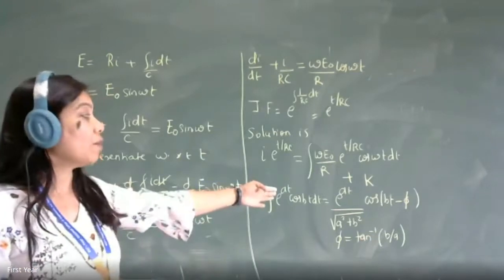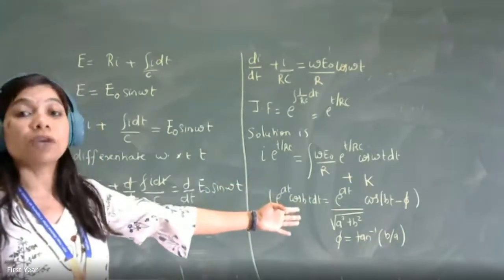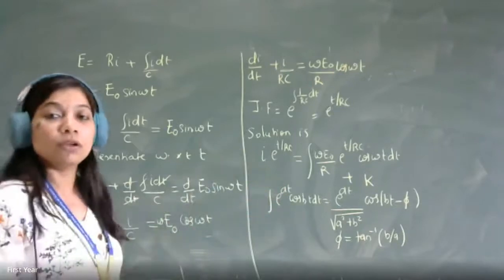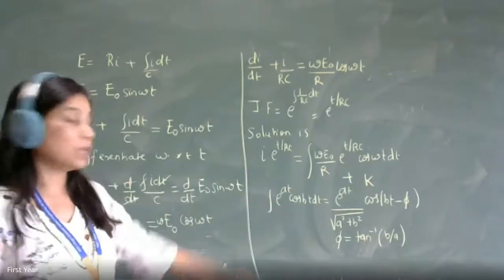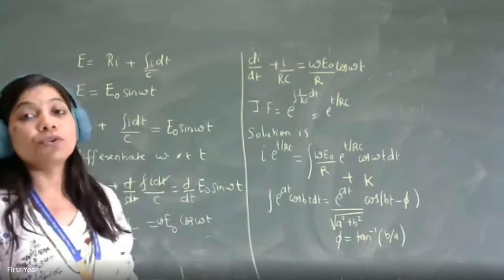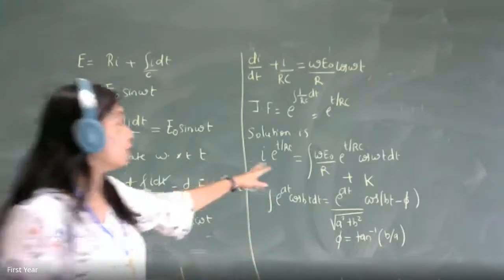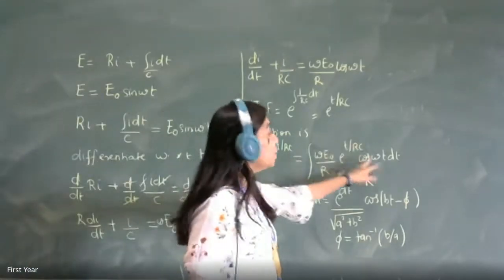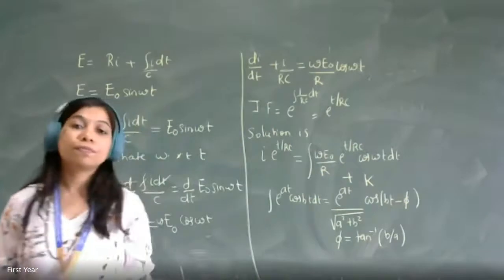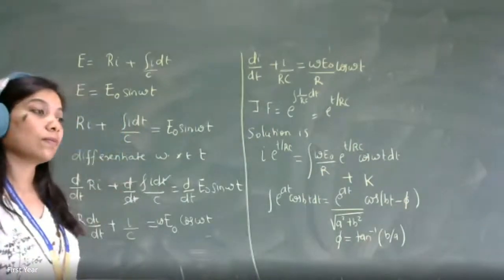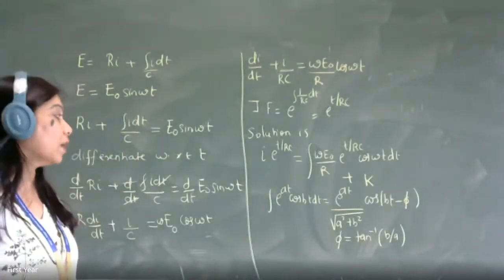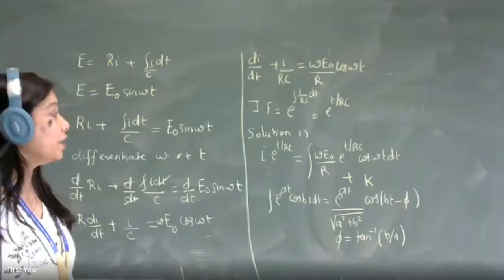So if you use this formula, the maximum value of cos will become 1 and it is alone. There is no sine term. That's why this formula will be used for electric circuits wherever you get terms of the type e raised to at, cos of bt. Okay? So use this formula and tell me the answer.